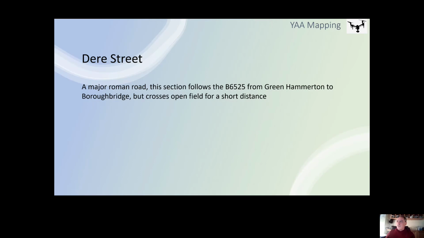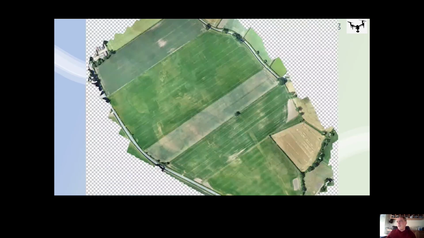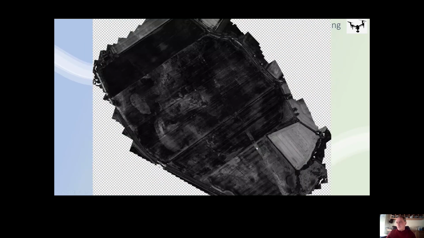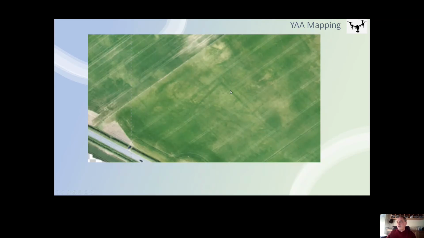Deer Street is a major Roman road, as you know. This follows the B6525 from Greenhampton Borough Bridge. At some point, a couple of hundred yards, it crosses open fields, and this is pretty much the image that I showed you at the beginning. Processed under HHGVC, we can start to see a lot more detail pulled out. I'll draw your attention down here to these enclosures, which now show up much more clearly under the new method.